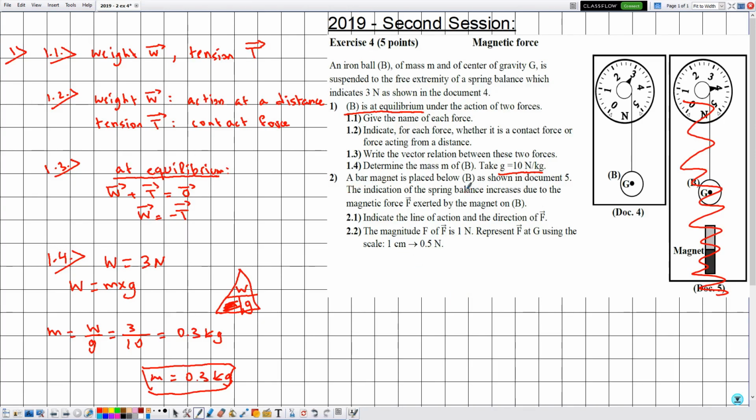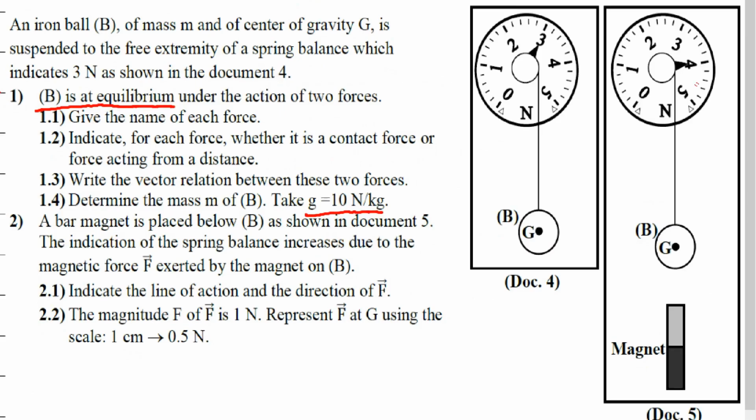Now in number 2, they are telling me a bar magnet is placed below B as shown in document 5. They mentioned document 5, so now we are allowed to use it. The indication of the spring balance increases due to the magnetic force F exerted by the magnet on B. Previously in document 4, the indication of the spring balance was 3 newtons. When we place the magnet under the ball B, the indication changes from 3 to 4 newtons. In other words, the indication of the spring balance increases due to the magnetic force F exerted by the magnet on B.